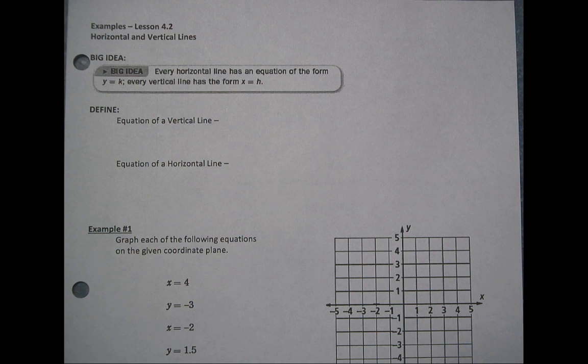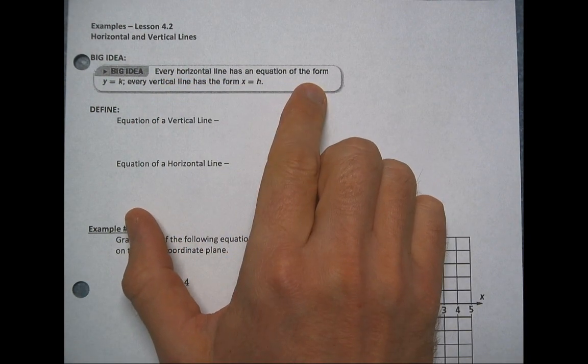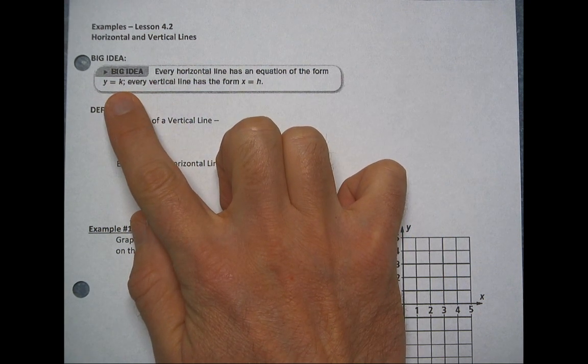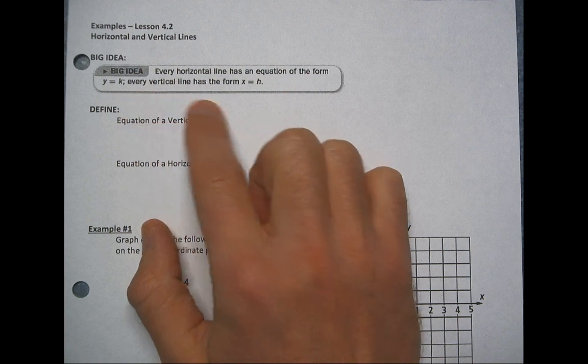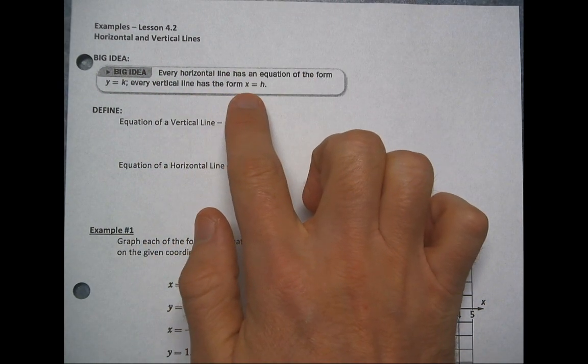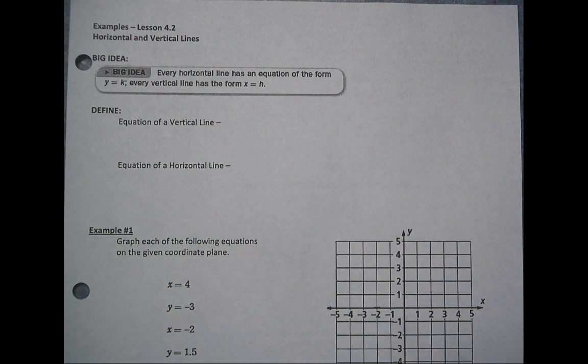All right, today's lesson 4.2 in your algebra book, we're going to be looking at horizontal and vertical lines, what their equations look like, and then doing some practical application with them. So the big idea today: every horizontal line has an equation of the form y equals k, where k represents a number. And every vertical line has an equation x equals some number, h.